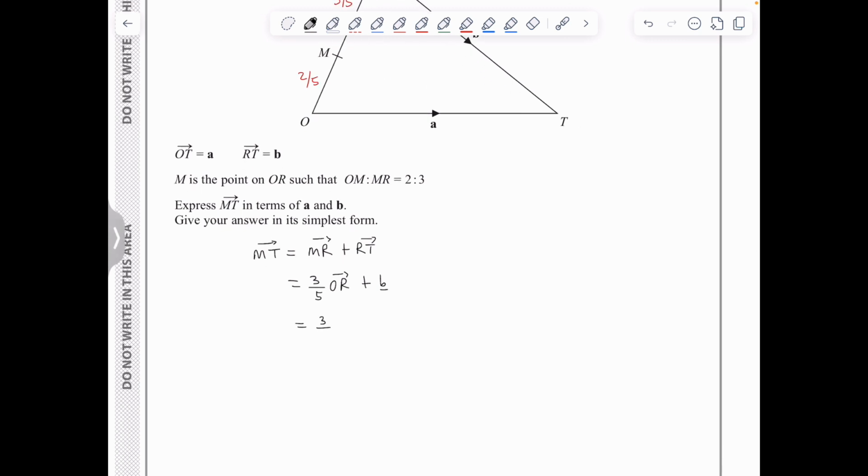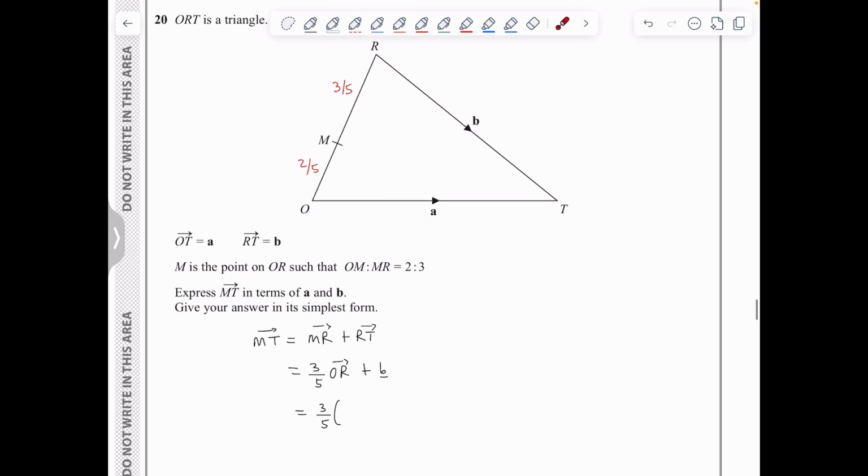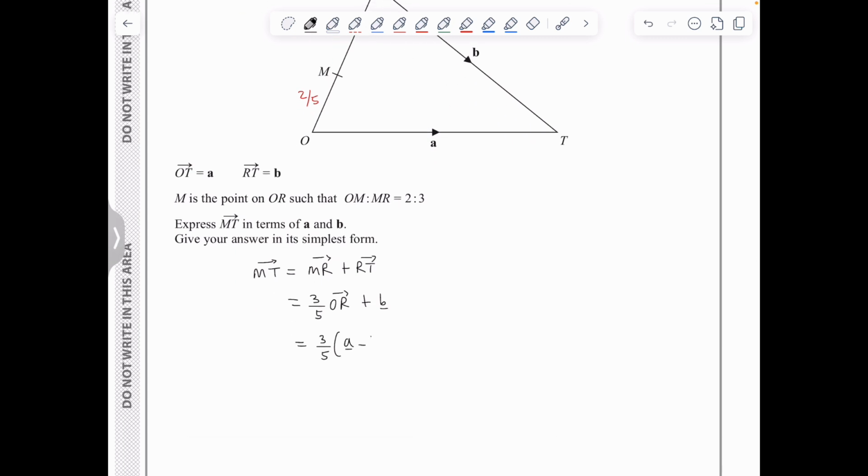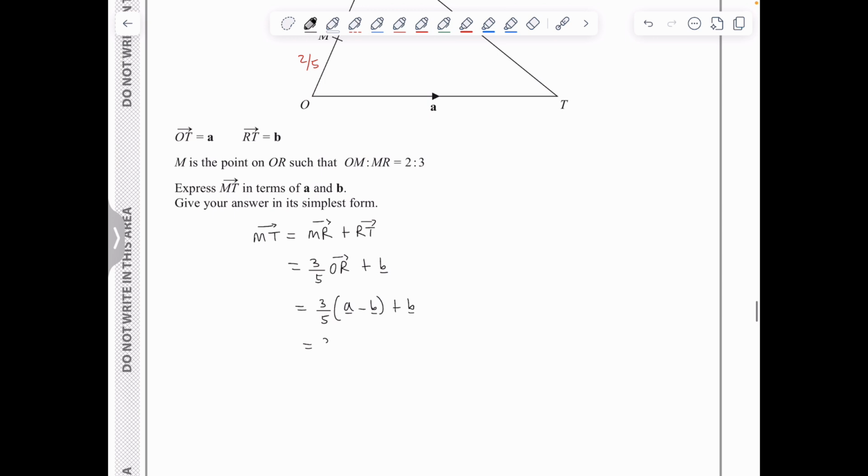This is 3 over 5. Now the vector OR is simply going to be the A minus the B. So we are looking at A minus B, close brackets, plus B, which leads to 3 over 5A minus 3 over 5B plus B. I will be collecting like terms together, taking me to 3 over 5A plus 2 over 5B.